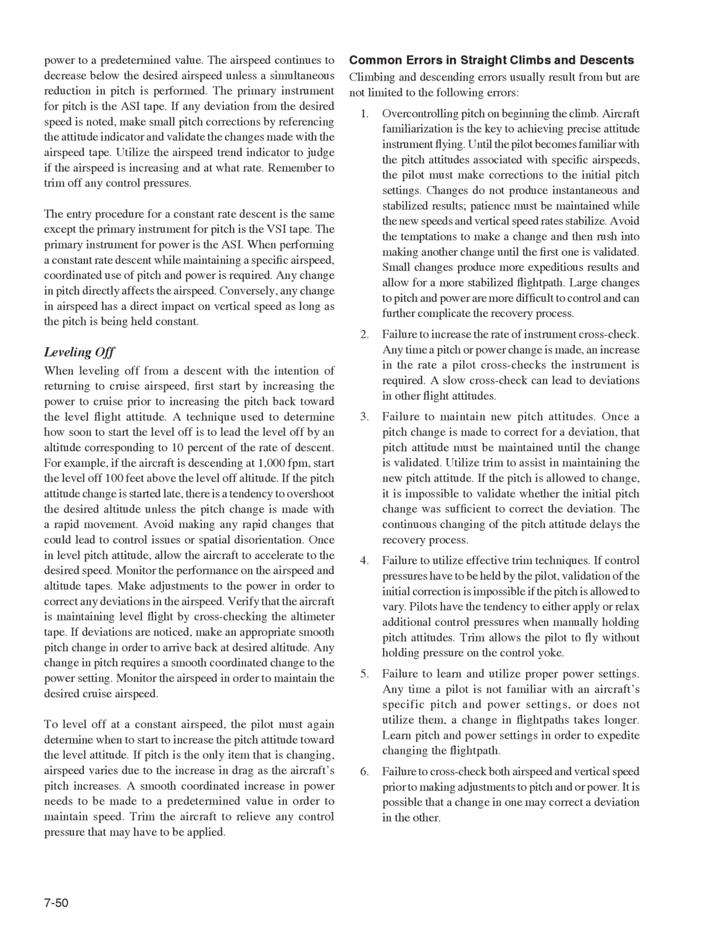To level off at a constant airspeed, the pilot must again determine when to start to increase the pitch attitude toward the level attitude. If pitch is the only item that is changing, airspeed varies due to the increase in drag as the aircraft's pitch increases. A smooth coordinated increase in power needs to be made to a predetermined value in order to maintain speed. Trim the aircraft to relieve any control pressure that may have to be applied.